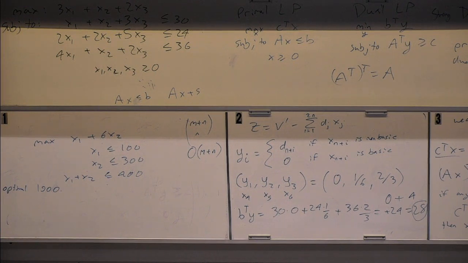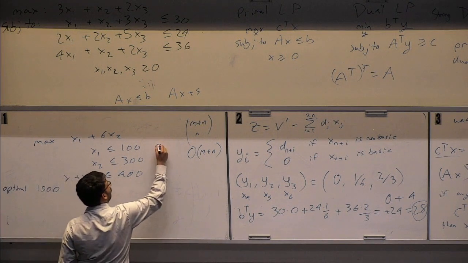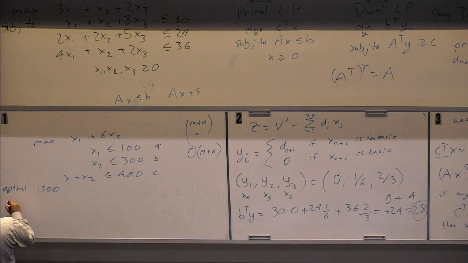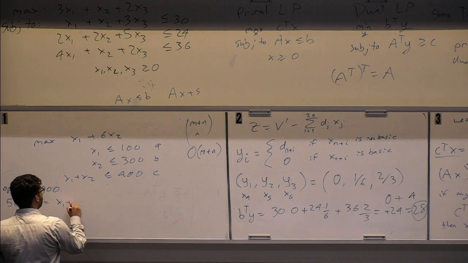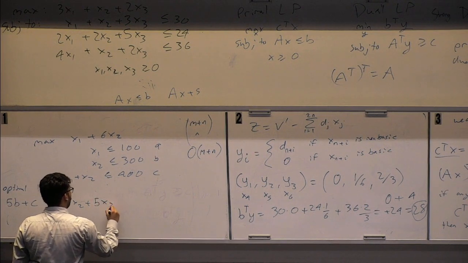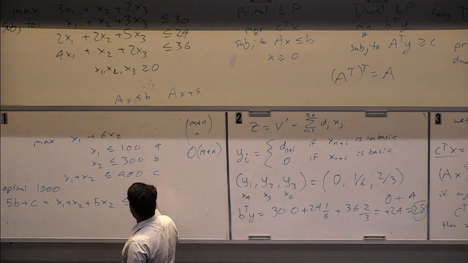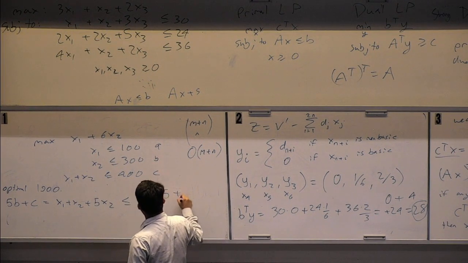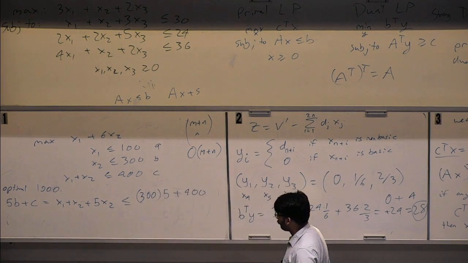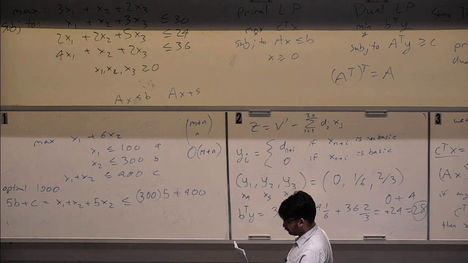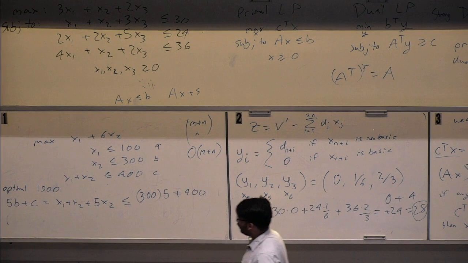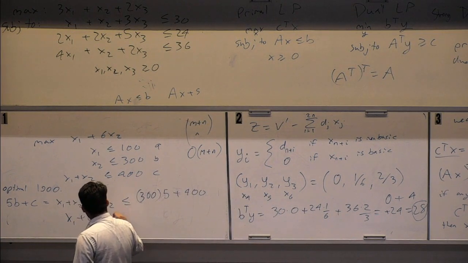Simpler than doing duality, all you have to do is take a linear combination of the equations and hope that you get the statement 1900, right? So this is A, B, C. What do we think 5B plus C is equal to, right? 5B plus C is going to be equal to x1 plus x2 plus 5x2, right? Is less than or equal to 300 times 5 plus 400, right? Did I do that right? What is this? This is going to be x1 plus 6x2, less than or equal to 1900, right?